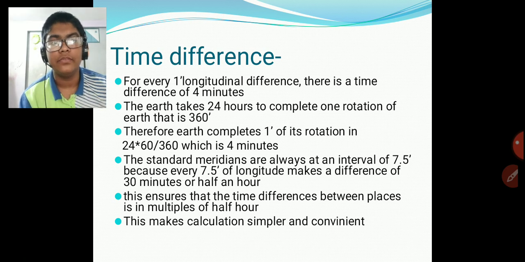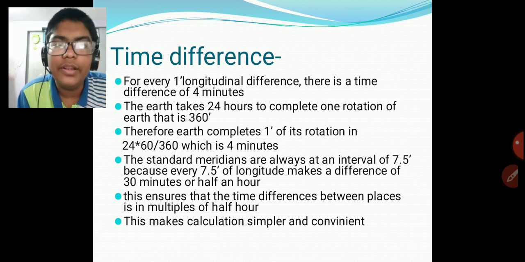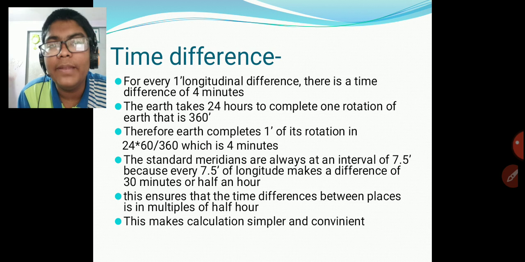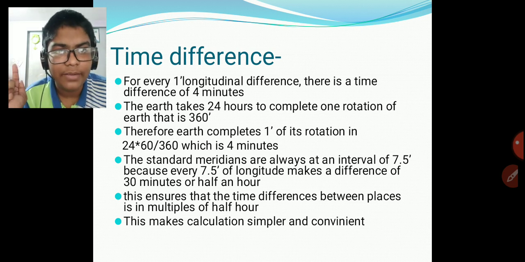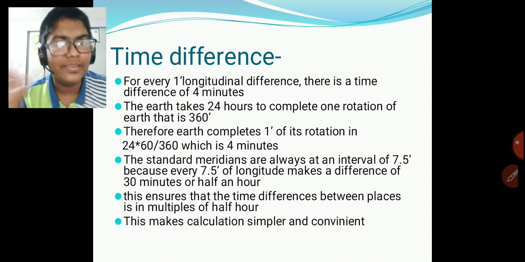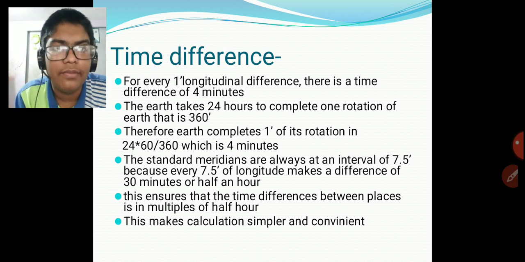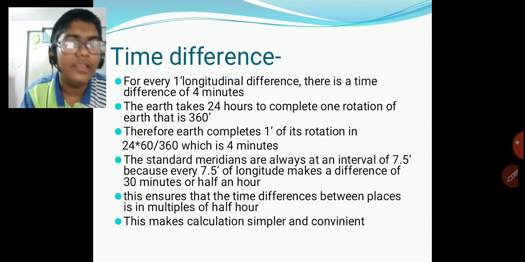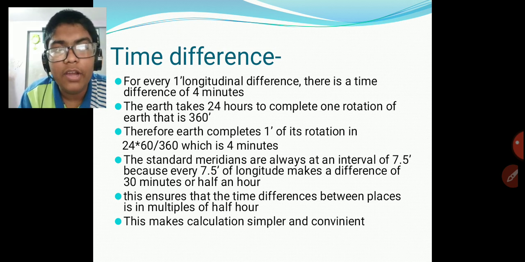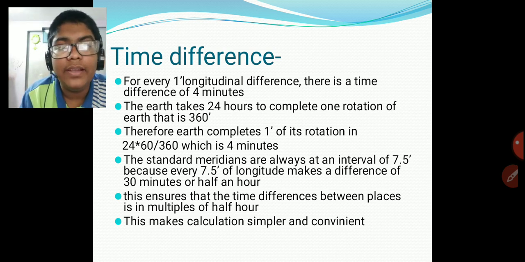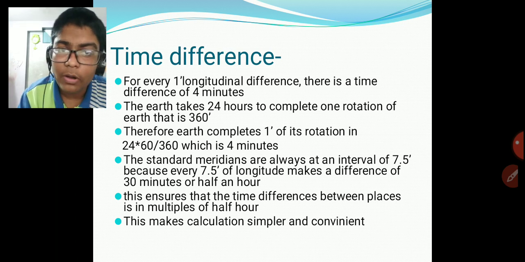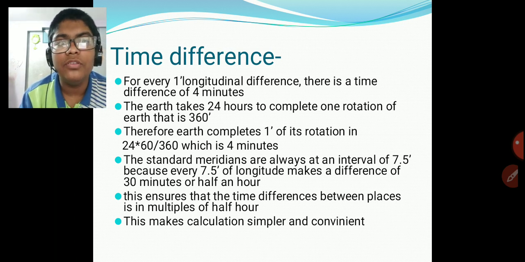Time differences. From one longitudinal degree of difference, there is a difference of 4 minutes. Why does that happen? Earth takes 24 hours to complete one rotation, that is 360 degrees. So if Earth completes 1 degree of its rotation, it is 24 into 60 upon 360, which is almost 4 minutes.